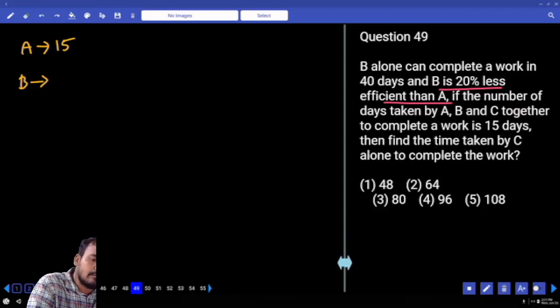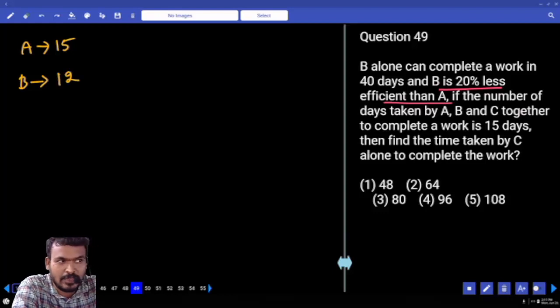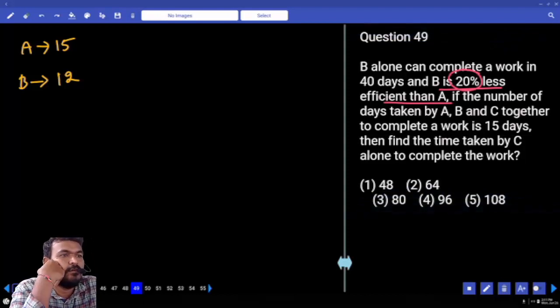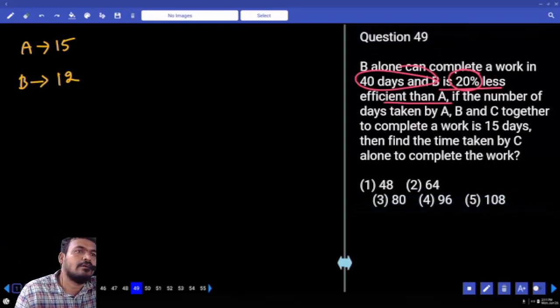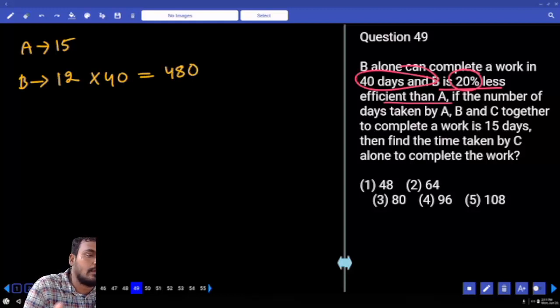12 parts. 5 multiples, 5 threes are how much? 15. And what is 20%? What is the fraction? 1 by 5. Out of 5 parts, 1 part less means remaining 4 parts. Means one will be a 5 multiple, another a 4 multiple. A's efficiency is a 5 multiple, B's efficiency is a 4 multiple. A is 15, B is 12. But B can complete the whole work in how many days? 40 days. What is B's efficiency? 12 parts. Then we write 12 into 40. That is the total work.